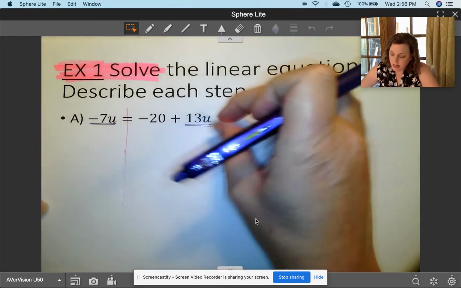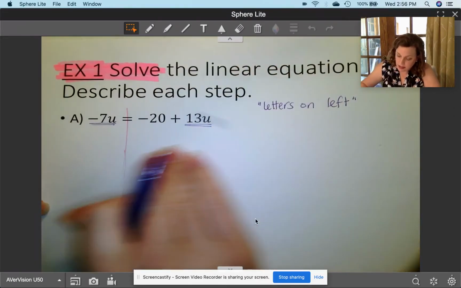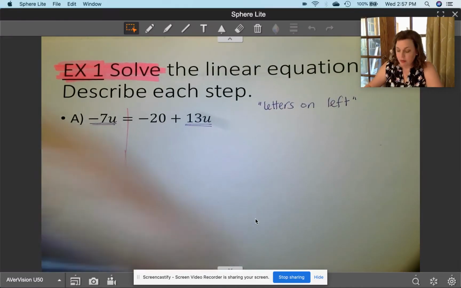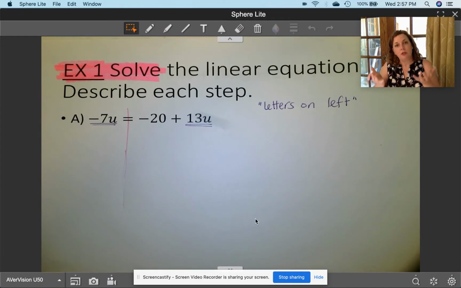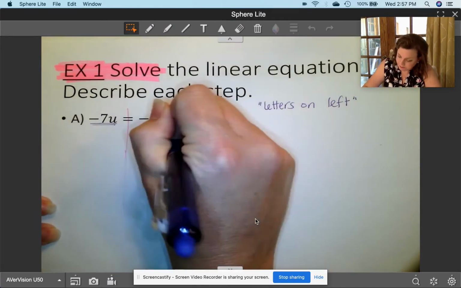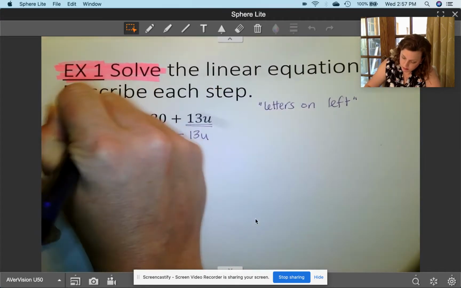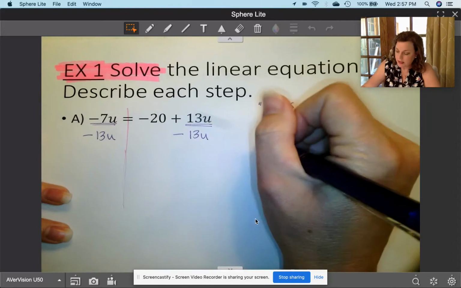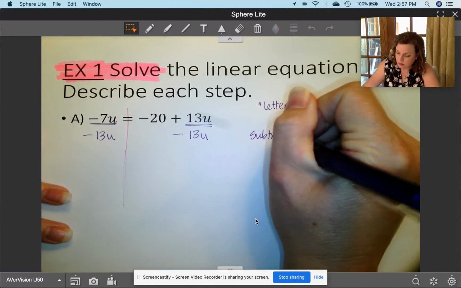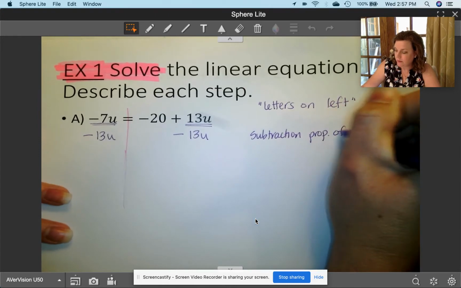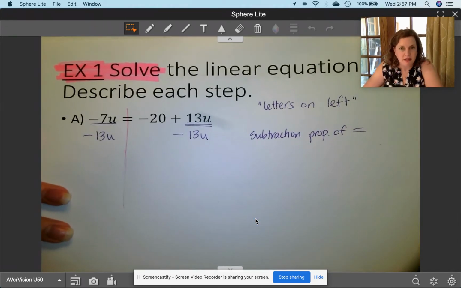And so if I want to take this 13u and move it to the left-hand side so it's with its like term, because I'm changing sides, again, we have to use the property of equality. And in this case, we want to do the inverse property of equality. In this case, this is the subtraction property of equality. And I'm just going to use equal sign.